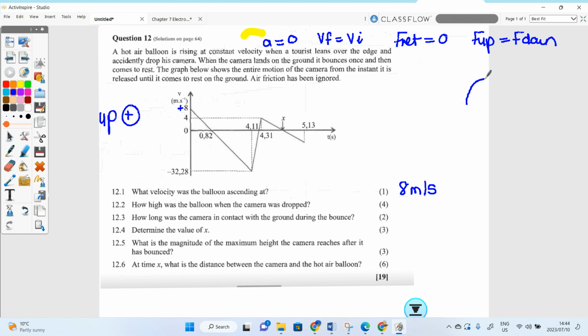So please remember, if I was you, I would draw a little diagram for the camera, because you know the camera goes up first at 8 meters per second, then it stops, and then it falls down.